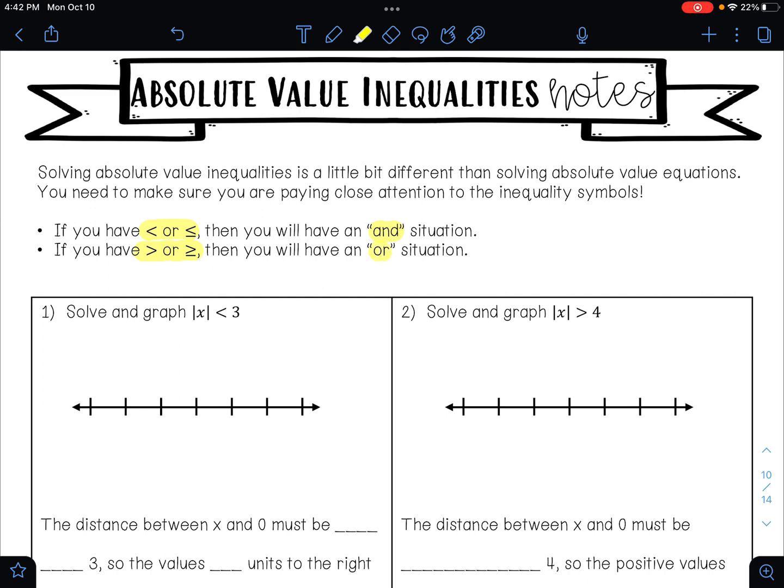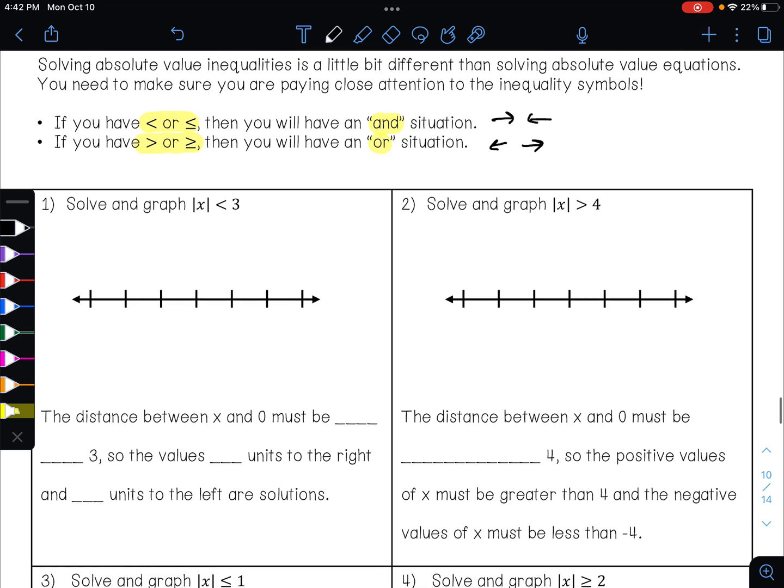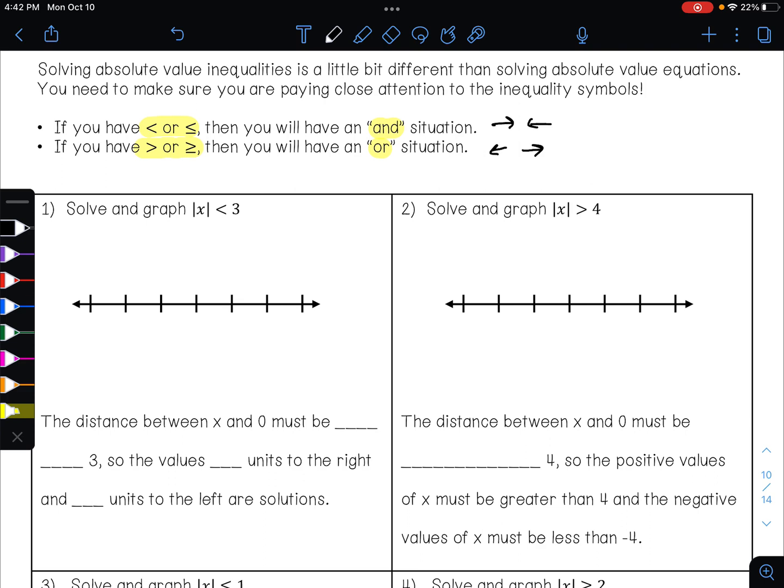So remember, and is when they head towards each other, and so your shadings will be in the middle. Or is when they go in opposite directions. So let's look at this first one. It says solve and graph the absolute value of x is less than 3.